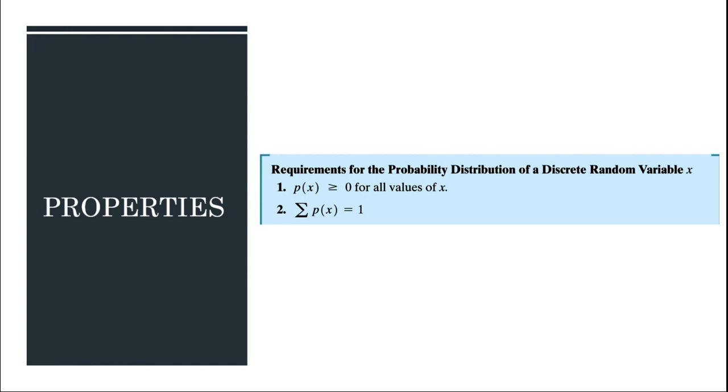Here are two properties for the probability distribution of a discrete random variable. First, p(x) is bigger than or equal to 0 for all values of x. Second, all the corresponding probabilities sum to 1. That is, if one of the probabilities is missing, you can use the summation 1 to find it.